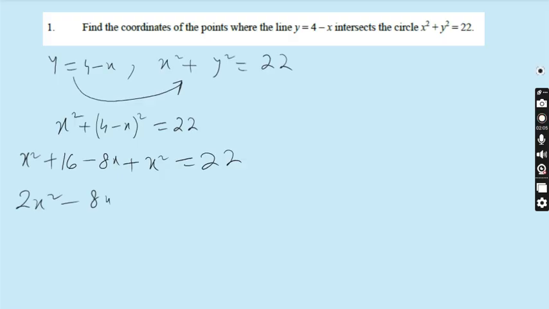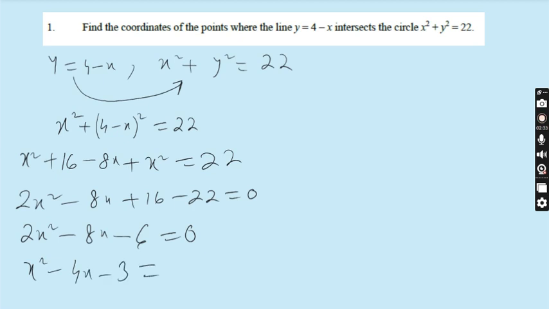2x square minus 8x plus 16 minus 22 equals 0. So 2x square minus 8x, and 16 minus 22 is minus 6, equals 0. Reduce this quadratic equation to its simplest form. Divide the whole equation by 2, and you will get x square minus 4x minus 3 equals 0. This equation cannot be solved by the middle term break method, so we will apply the quadratic formula.